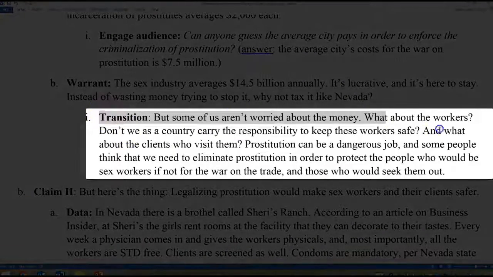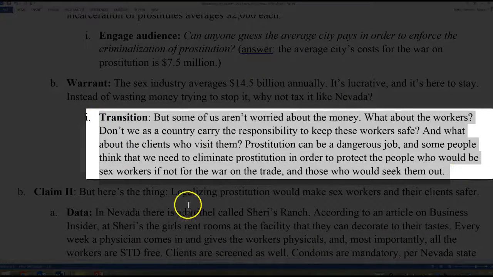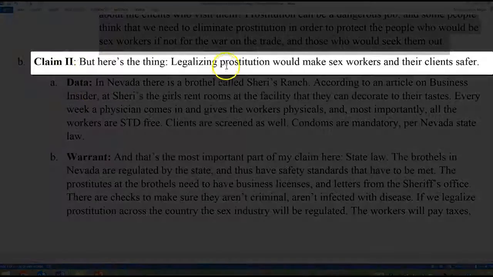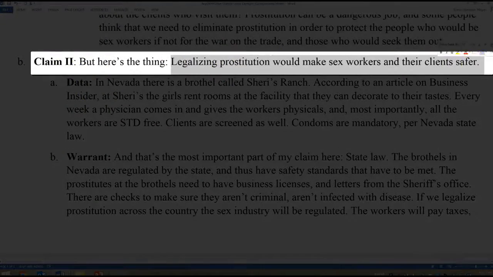Now she is transitioning, so keep in mind between each of your claims, your arguments, you would want to have a transition. This one's a little bit long, it only needs to be a sentence, but anything that's going to connect the 2 points is what we need. So the next thing she talks about is making sex workers safer.